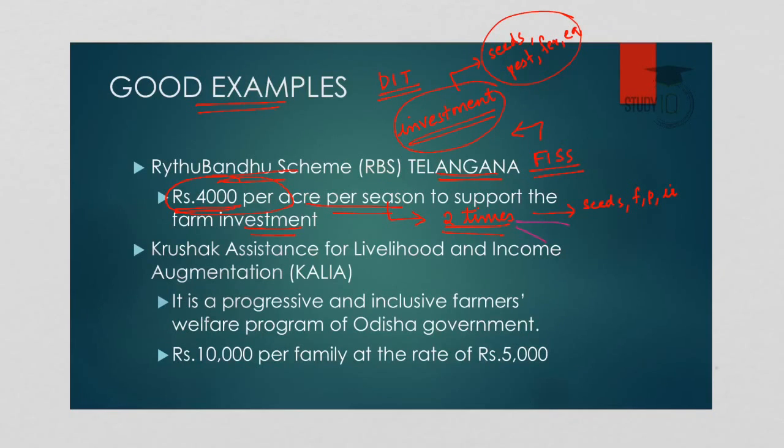So, one is for the Kharif season and the second one is for the Rabi season. And this is a direct farmer investment support scheme, and here cash is paid directly to the farmer. And this is also an unconditional scheme.